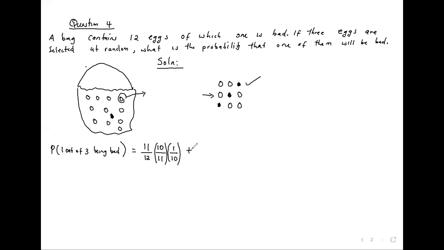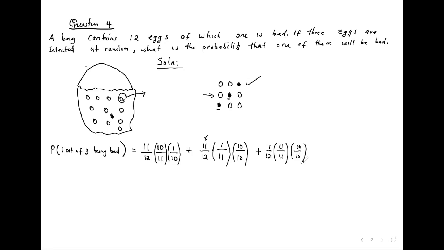Or the first one is white, 11 over 12, multiplied by the second one is black. You only have 1 black, so 1 over 11. Over 11 because you have already picked in the total. Then the third one is white. So now again there are 10, but all the 10 in the box are white, so 10 out of 10. Or the first one you pick is black, then the second is white, then again white.